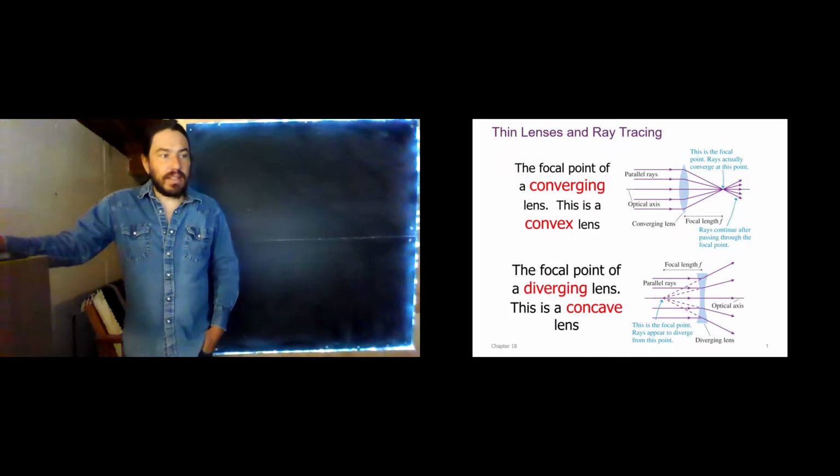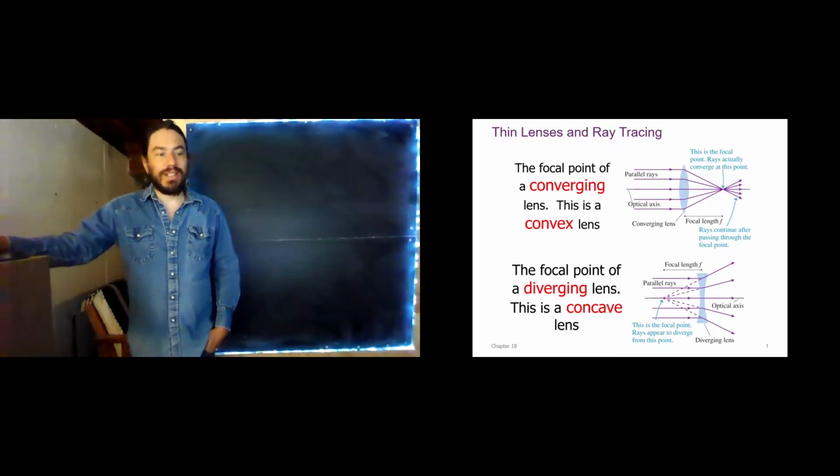Here we see a couple of lenses. This is called a converging lens. This is called a diverging lens. This is called a converging lens because the light rays converge or they come together to a point right here. This is called a diverging lens because the light rays spread out. It causes light to spread out, hence the name diverging.